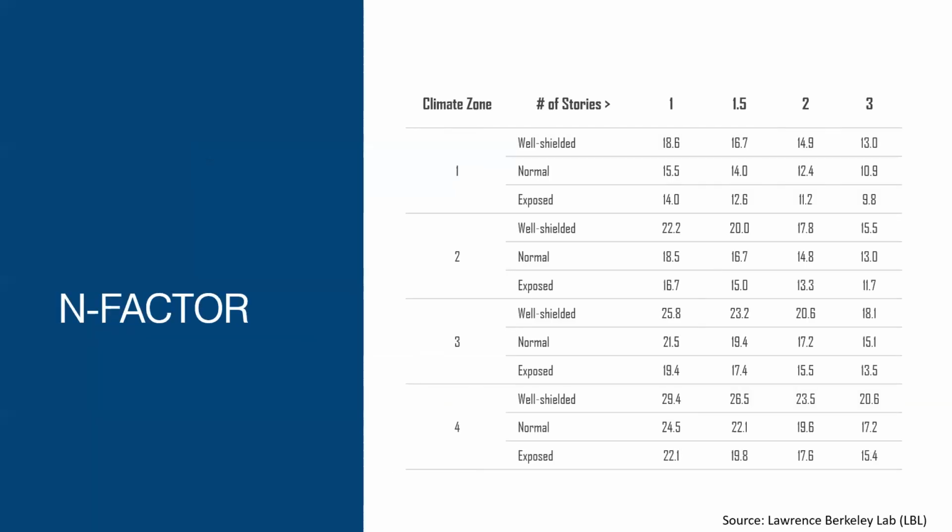Here's the N factor chart. There's a climate zone map from the folks at Lawrence Berkeley Labs for you to reference regarding your area. But most of Northern California, where I live, is zone 3. If I'm doing a typical one-story house in a neighborhood, I would consider that to be normal shielding from wind, and I would use the 21.5 as my N factor.